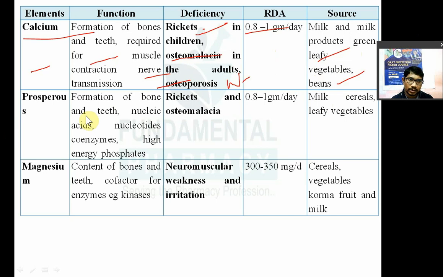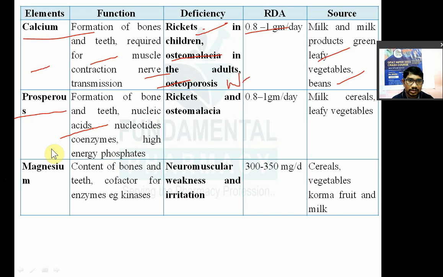Now next is phosphorus. Where is phosphorus required in your body? Again, phosphorus is required for bone and teeth formation. Phosphorus is a very important component. Phosphate ions are important in the nucleotides. Look at the nucleotides: adenine, guanine, thymine, cytosine. Phosphates are present in these.